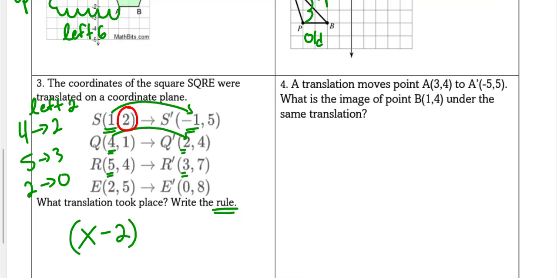Same thing for the y coordinate, going from 2 to 5, 1 to 4. We're adding 3 each time. That means we're going up 3, because that's the y coordinate. So I'm adding 3 to each of these y coordinates. So that's y plus 3.